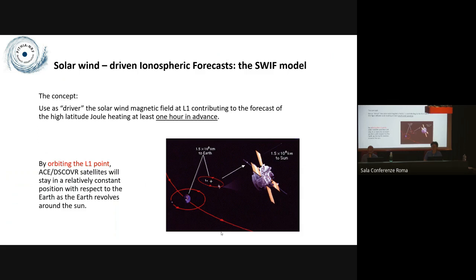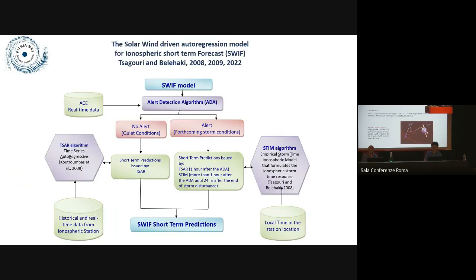Now, the second model is the SWIFT model. SWIFT stands for Solar Wind Driven Ionospheric Forecast. The concept of this model is to use as driver the solar wind magnetic field at the L1 point, contributing to forecast the high latitude Joule heating 1 hour in advance. The SWIFT model has 3 components.